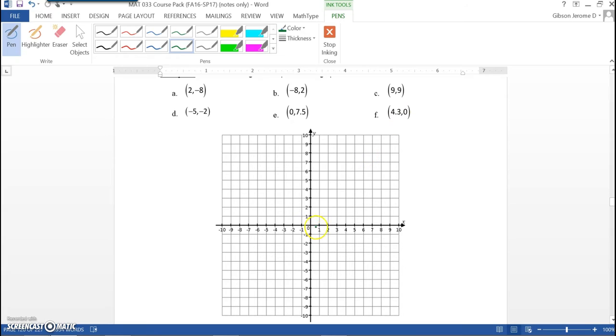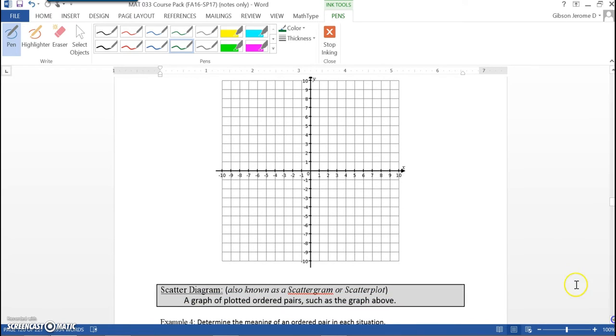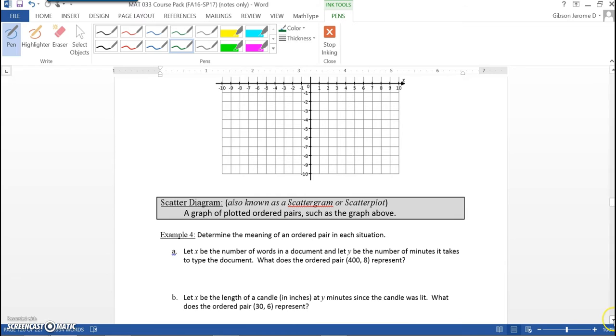Now we go here to F. Start at the origin. Now if you notice, X is 4.3, so it's a little bit past 4, but not quite 4.5. And Y is 0. And since Y is 0, that means we stay on the X-axis. And this would be our point here. Now if you need to, you may need to rewind the video in order to see where those points were, because they keep disappearing for some reason.